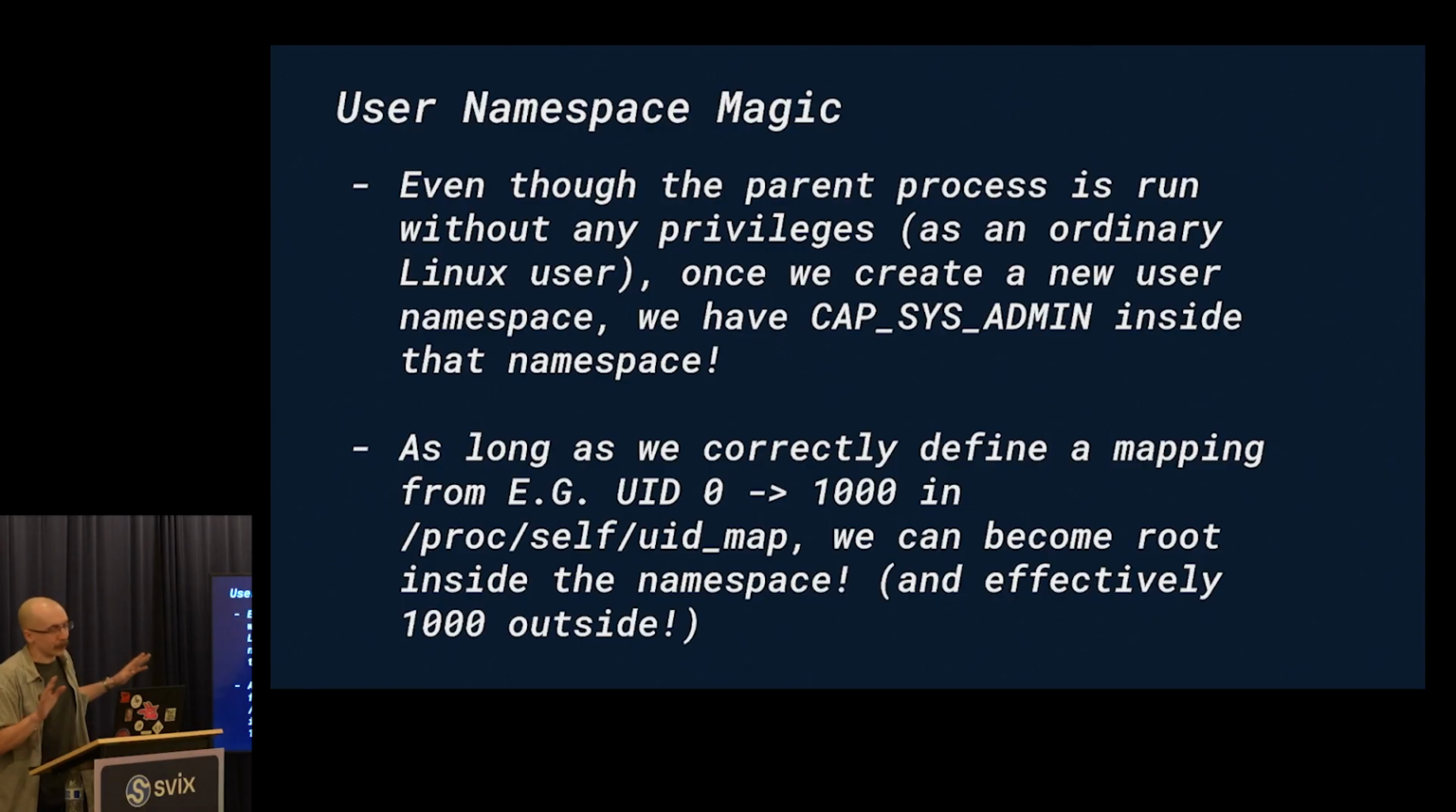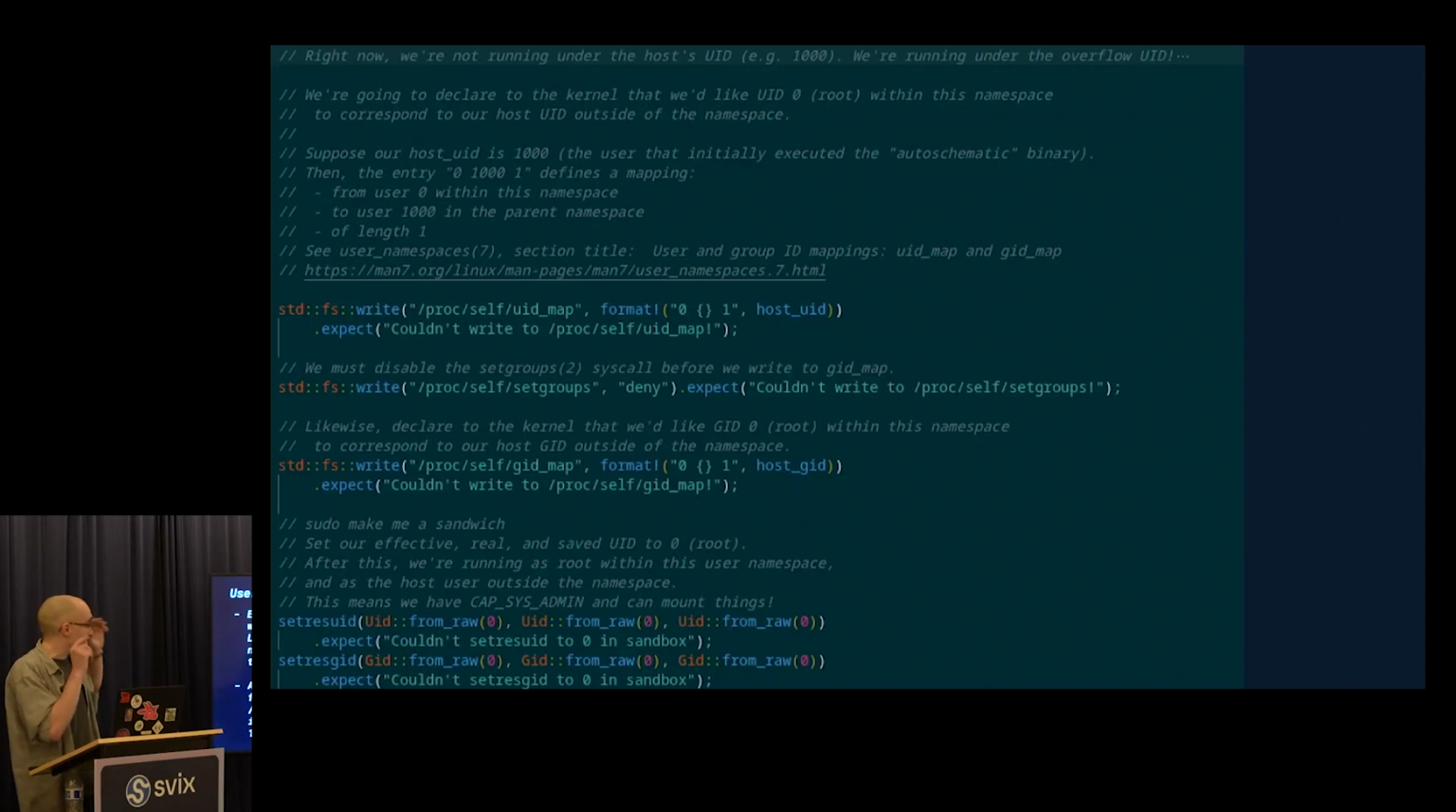There's some more really dry stuff about procfs mappings here. If you really want to know, I can dig into it at some point. But sorry, let me back up. We define a mapping that says root inside this user namespace should correspond to the regular host user outside the namespace. Trivial thing, but it underpins everything.